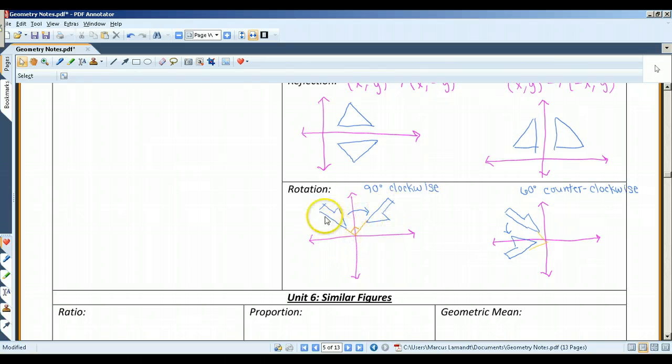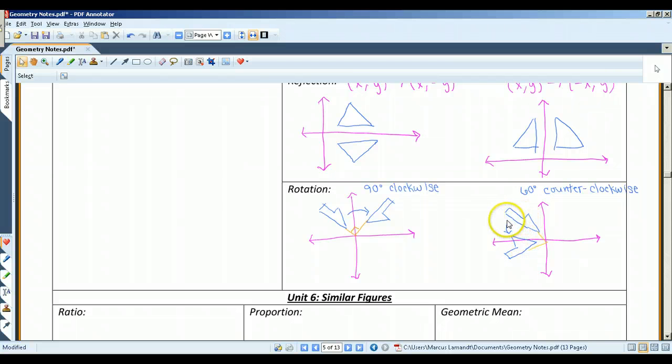So for example here, this line follows this side here, and this line follows the corresponding side, and the two lines make a 90-degree angle. That's how you know that this was rotated 90 degrees clockwise. Same thing over here. The drawing is a little bit off, sorry, but you can kind of tell that it's going counterclockwise. It's supposed to be about 60 degrees.